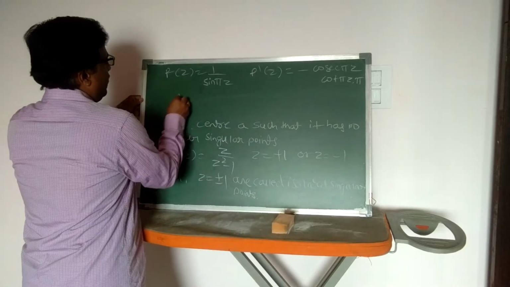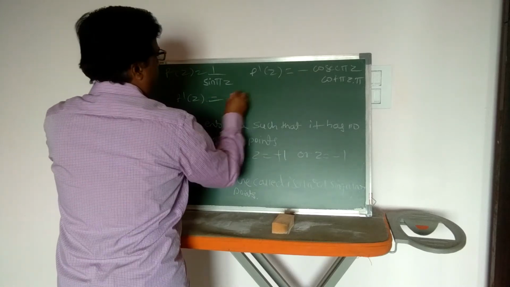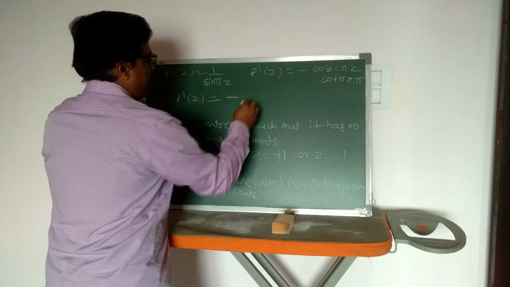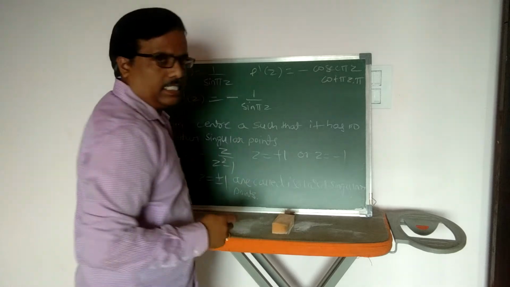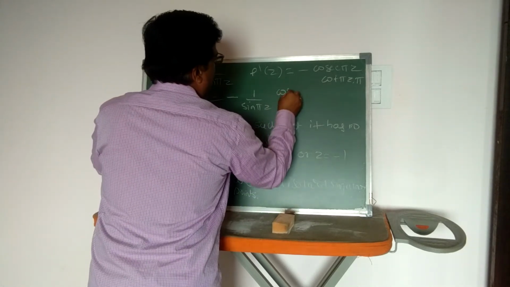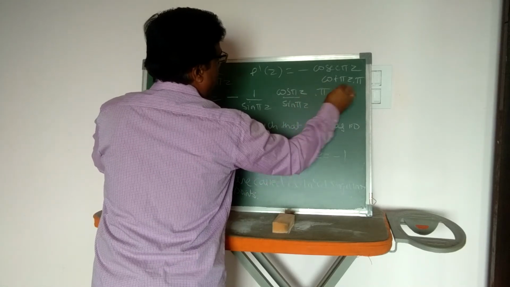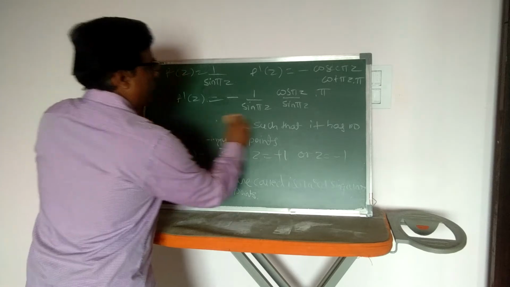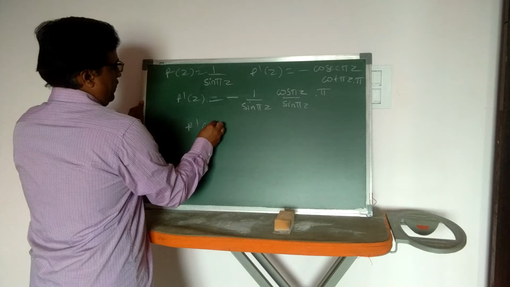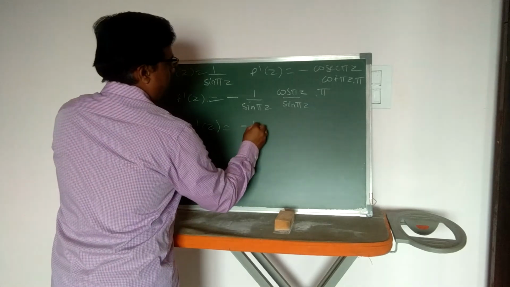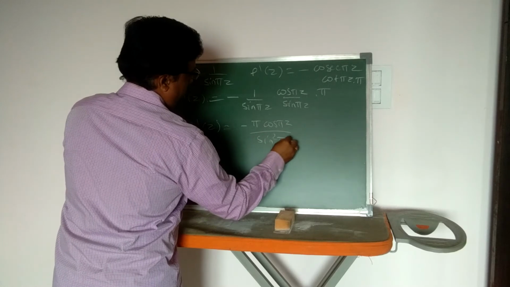Or we can write f dash of z as minus cosec pi z, which we can write as 1 by sine pi z, and cot pi z as cos pi z by sin pi z, and the remaining thing, pi, as it is. So now f dash of z is equal to minus pi into cos pi z divided by sin square pi z.